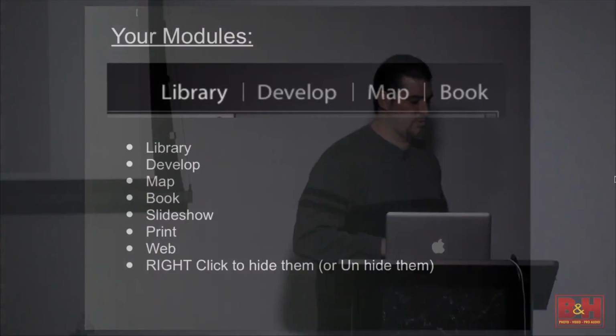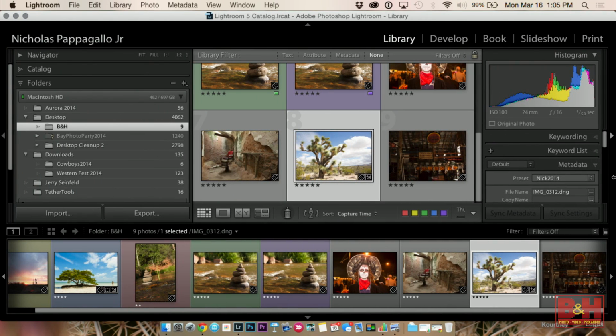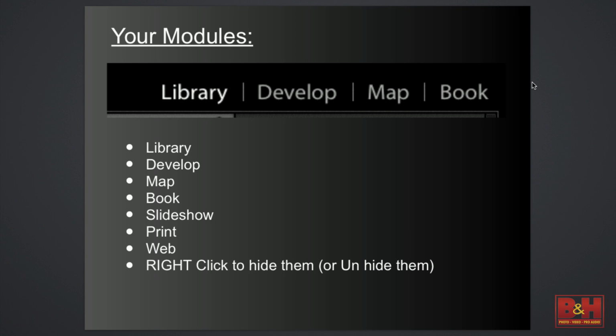So you have different modules out there. You have your library module, develop, map, and there's a bunch of other ones down there. You have book, slideshow, print, web, and the biggest thing about workflow is hide stuff that you don't use. So you can easily hide these. These are on the upper right-hand corner of your workspace, and basically you would right-click there, and if you look on the actual screen, they're right up here. You would right-click up there, and a menu pops up that you can basically hide them. So if you're not doing slideshows, you just go right up there, right-click, and hide that by just unclicking it. And now it's out of your way. So if you're not doing books, you're not doing slideshows, the web module is not very good, get rid of it. Just get rid of it because it's in your way.